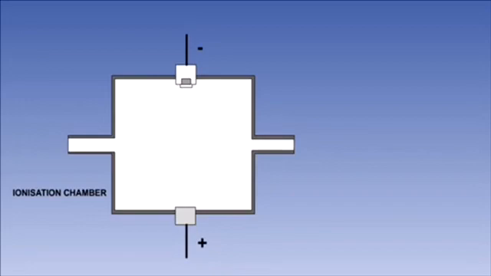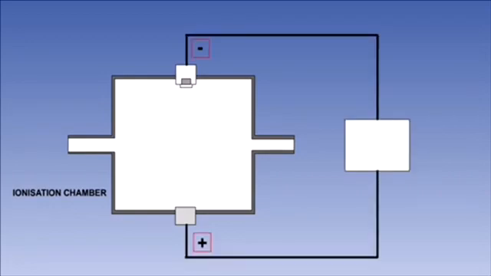Ionization smoke detectors use an ionization chamber and a source of ionizing radiation to detect smoke. The ionization chamber consists of two plates with a voltage across them, along with a radioactive source of ionizing radiation. The alpha particles generated by the radioactive material ionize the oxygen and nitrogen atoms of the air in the chamber.